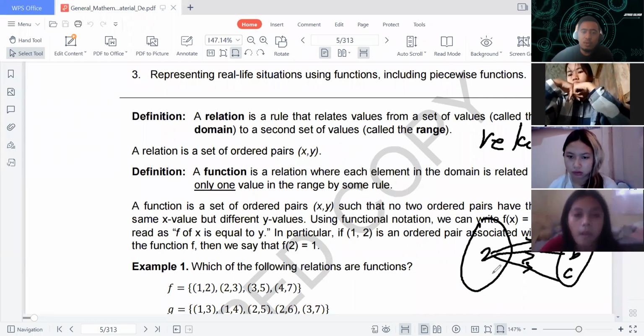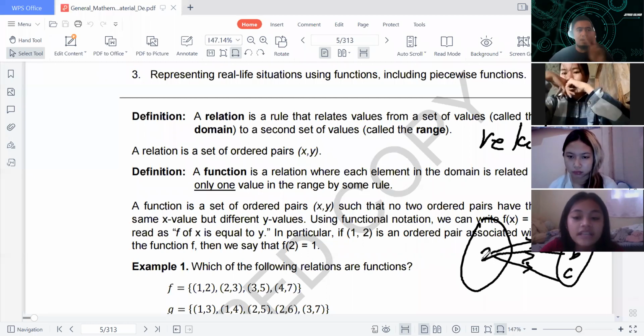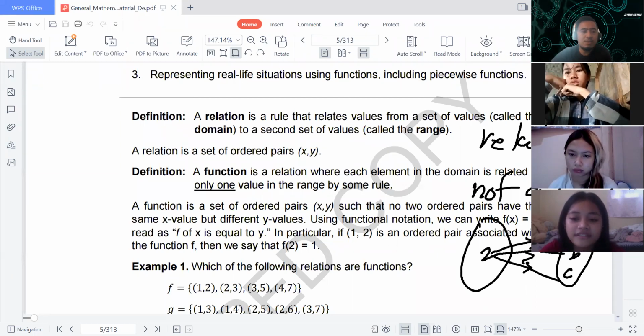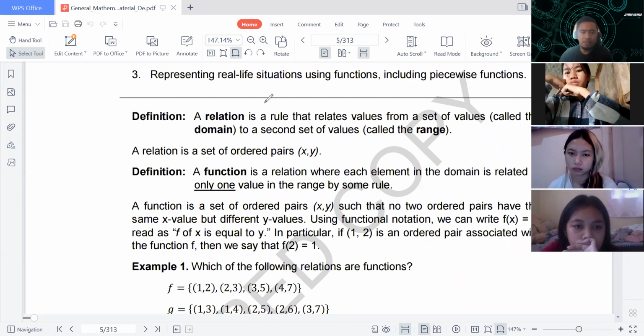Because you assign all elements from your domain. Actually, we only have one element from our domain. But the problem is the assignment, the second condition. The assignment of 2 is not unique because 2 is assigned to A, at the same time assigned to B, at the same time assigned to C. So in this case, this is not a function. Clear? Understood by everyone?